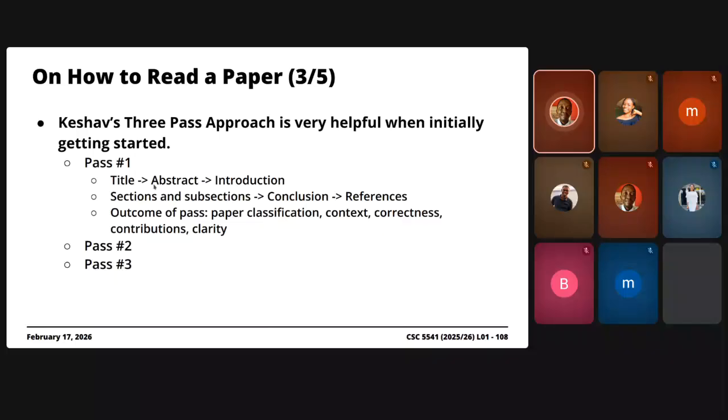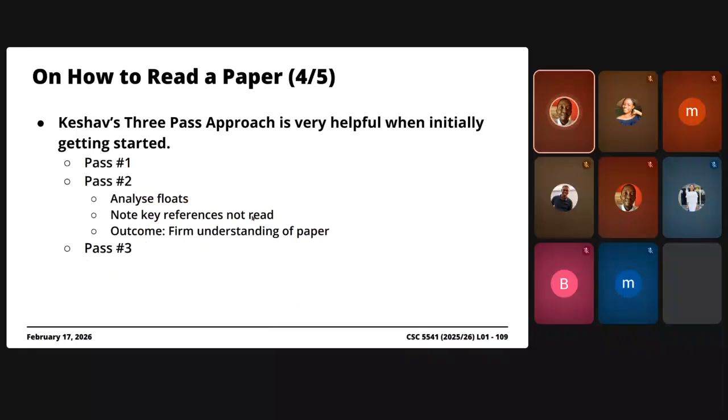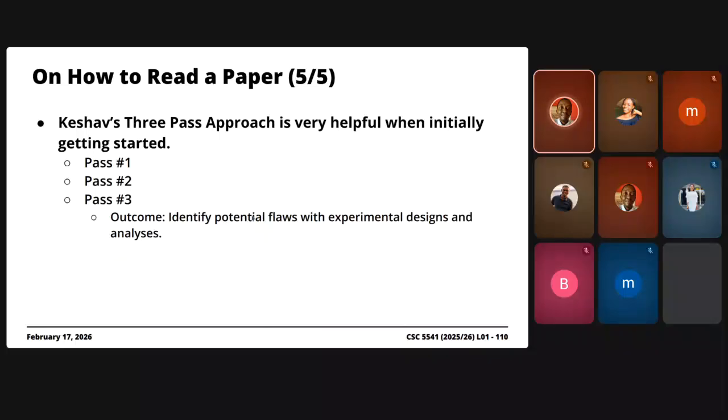In each pass, it tells you what you should expect in that pass. Like in pass number 1, the first time you read the paper, if you follow his guidelines, you'll be able to classify the paper, right? What type of paper is it? Is it an experimental paper? Is it a theory paper? And all those things, right? Context of the paper, the correctness, and its contributions, novelty of the paper, and whether it's clear or not. So he does this in the 3-pass approach here.